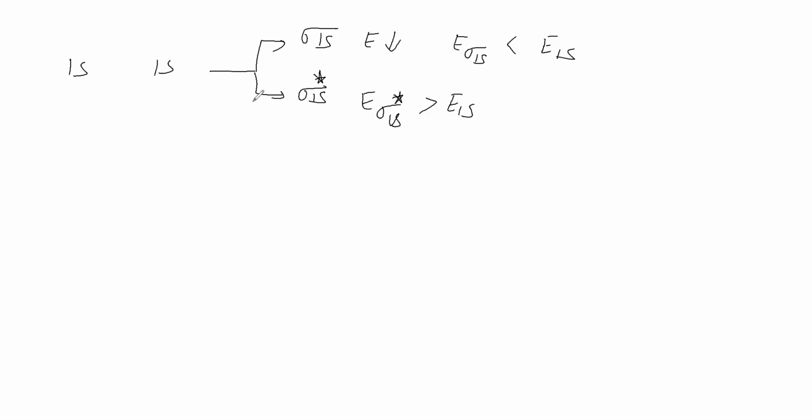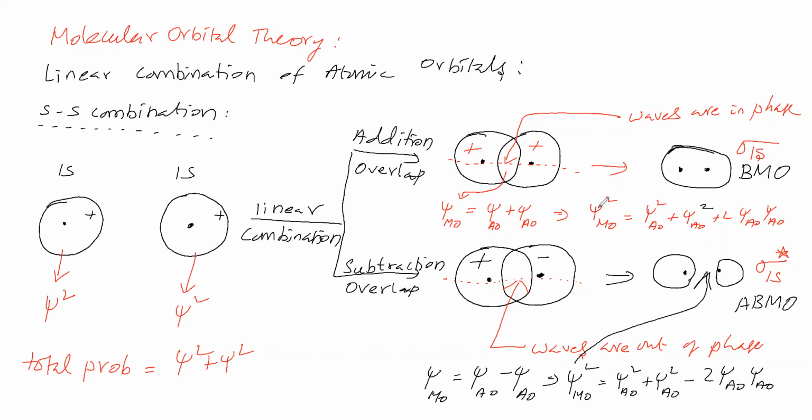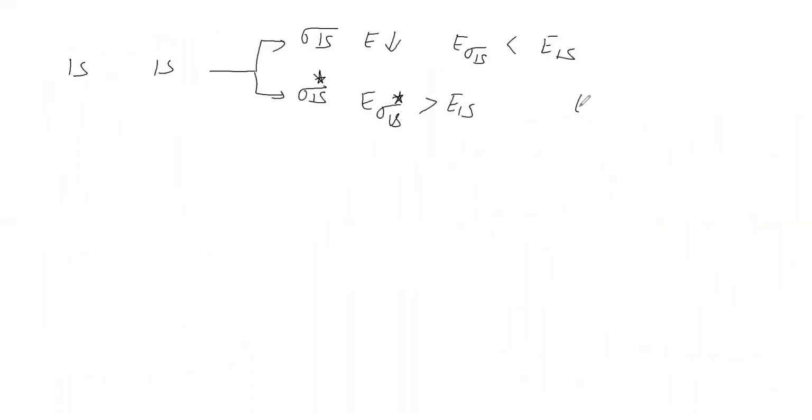Next, what about the energy of this one and the energy of this one? Now you see that here the probability is high, whereas here the probability is low. Therefore, this is more stable and that is less stable. It is more stable in the sense that this energy is less and that energy is more. So we can say that the energy of sigma 1s is less than the energy of sigma star 1s.